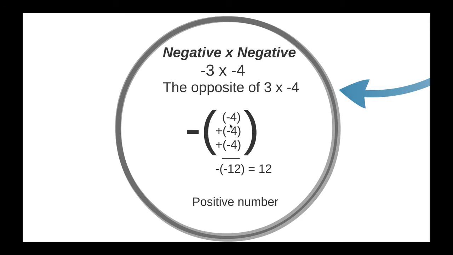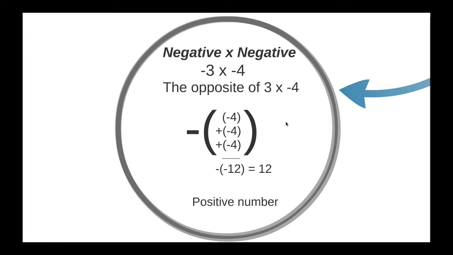So here's our 3 groups of negative 4. We know what that means. That's negative 12. But we really want the opposite of that. Right? The opposite of negative 12 is, well, 12. Turns out to be a positive number. Again, think about the rule. If the signs are the same, you end up with a positive number.